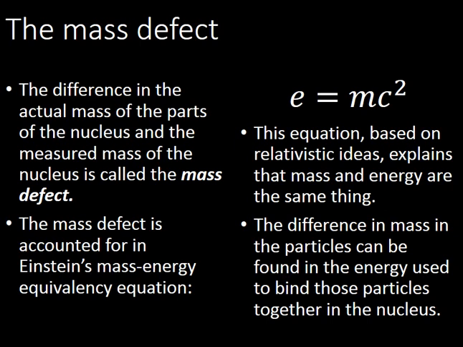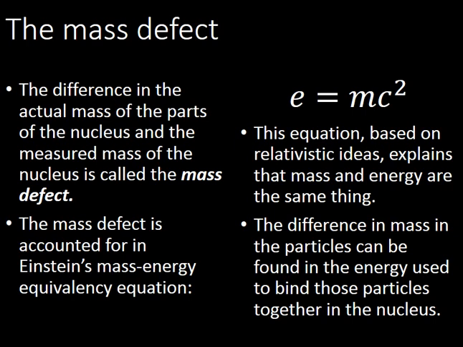Now, this equation is based on relativistic ideas. It's based on speeds approaching the speed of light, and momentum and energy as they approach the speed of light. The idea here is that this equation explains that mass and energy are the same thing, that energy can be converted into mass, and that mass can be converted into energy. We see that especially now with the identification of the Higgs boson at the Large Hadron Collider.